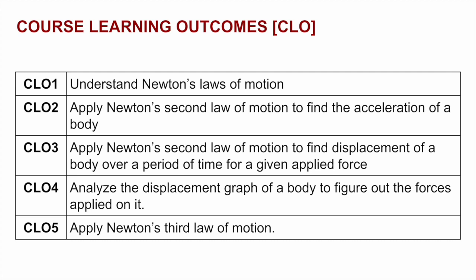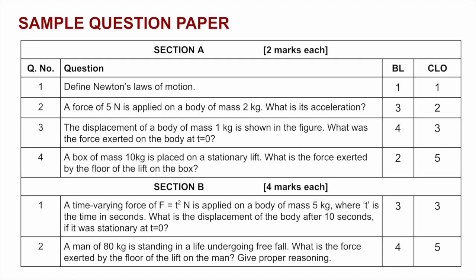Now, once the Bloom's taxonomy level, which is the BL level, and the course learning outcomes, which are the CLO numbers, have been defined by you, the next step is of course that when you set your question paper, for each question, you need to define the BL level and the CLO number. So for example, in this question paper, I have two sections, section A and section B, where section A has 4 questions of 2 marks each, section B has 2 questions of 4 marks each.